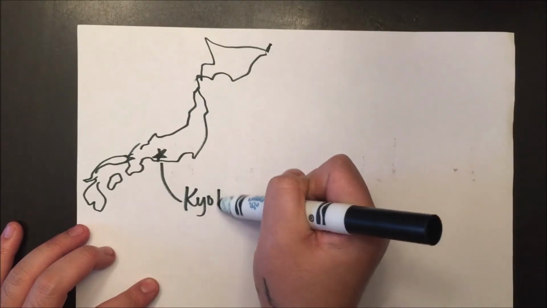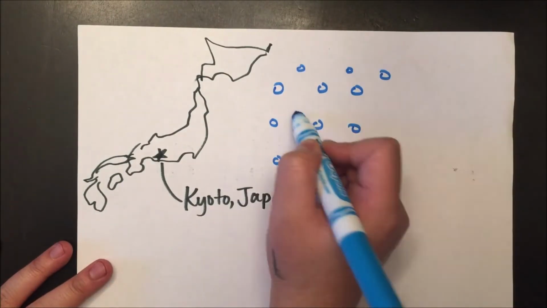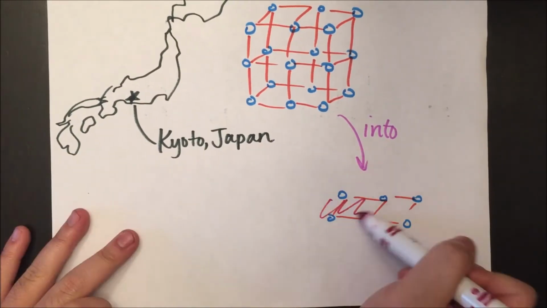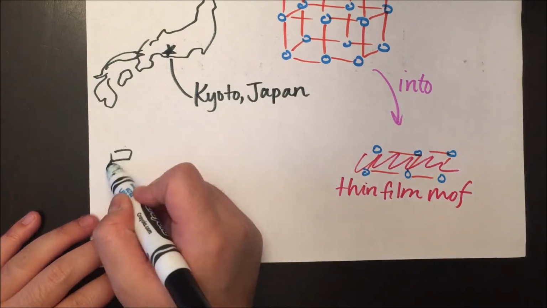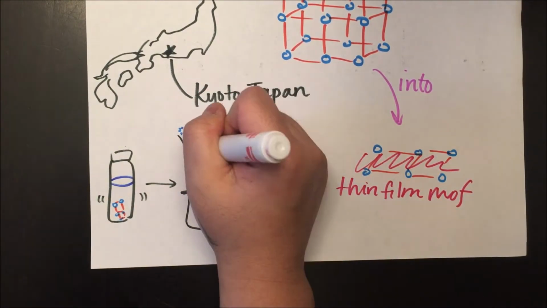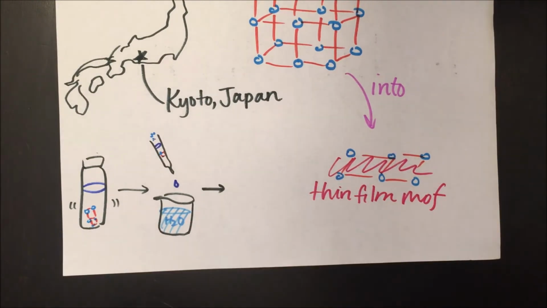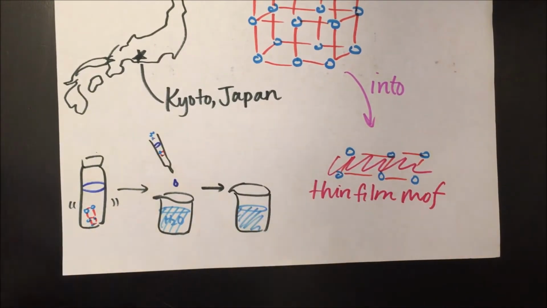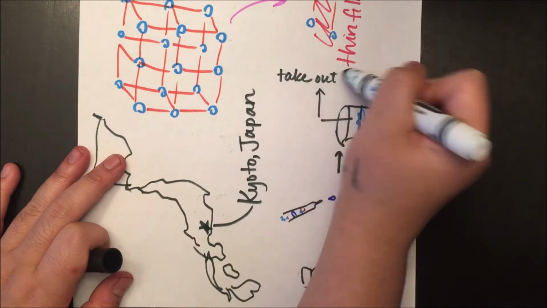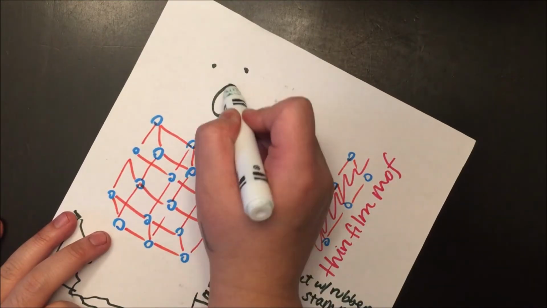Now, in 2012, scientists from Kyoto University developed a way to make MOFs into thin films as well, like a coating. They put MOF flakes into an organic solvent and drip the suspension onto water in a beaker. Since organic solvents don't mix well with water, the suspension spreads out over the surface of the water and the MOF flakes get carried along with it into a thin sort of film. Researchers then took out the film using a rubber stamp, which is pretty cool.